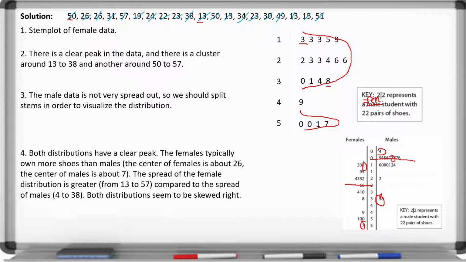Also, the spread of the males, as we mentioned earlier, is actually less than the spread of the females. The males go from 4 to 38, the females are from 13 to 57. And both distributions actually seem skewed to the right. So if we were to draw it, they look skewed to the right.